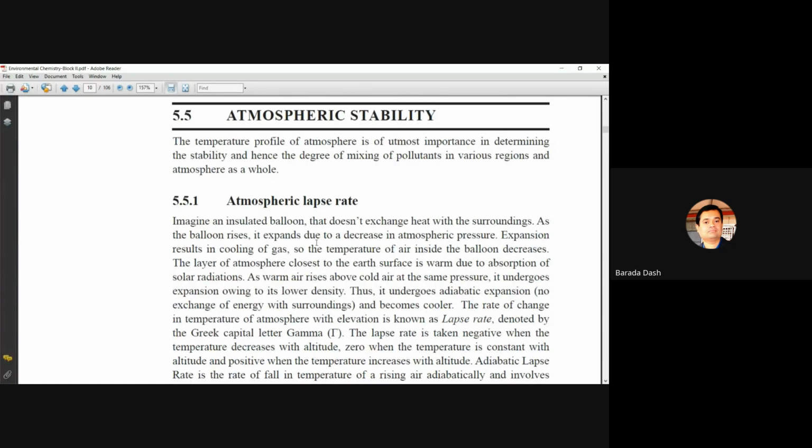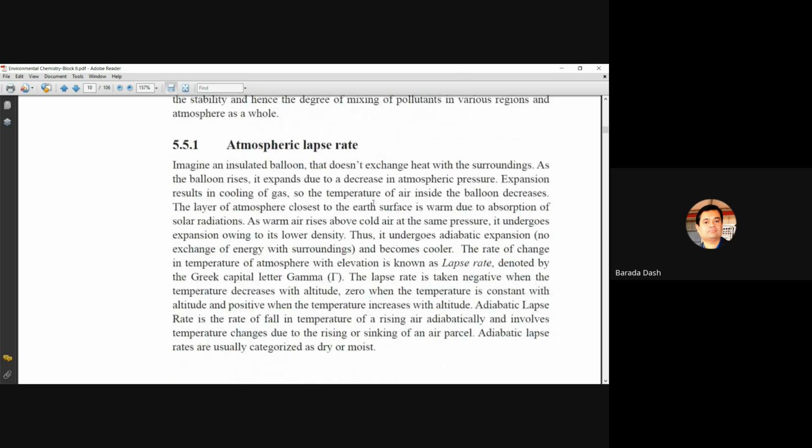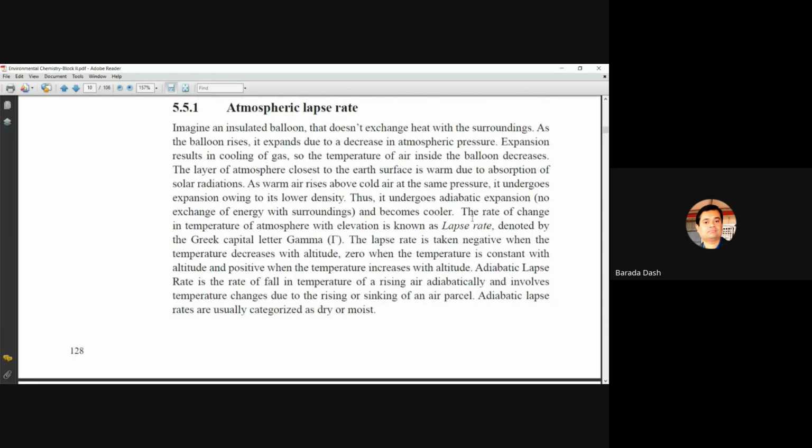Then atmospheric stability. The temperature profile of the atmosphere is of utmost importance in determining the stability and hence the degree of mixing of pollutants in various regions and the atmosphere as a whole. I already told you about the atmospheric lapse rate. The rate of change of temperature of the atmosphere with elevation is known as the lapse rate, denoted by capital gamma. The lapse rate is taken as negative when temperature decreases with altitude, zero when temperature is constant with altitude, and positive when temperature increases with altitude.